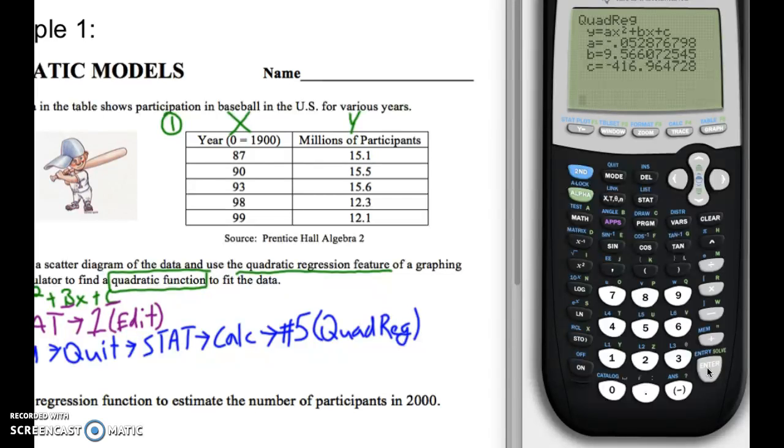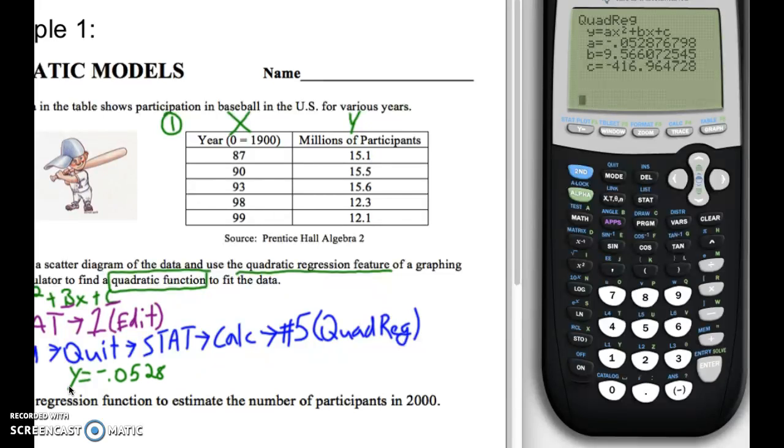So at this point, I need to write down all of that. It's going to be big and long and ugly, but I need every point so it can be as accurate as possible. You see how it says y equals ax squared plus bx plus c? It gives me my a, b, and c values. So I'm going to write that down. Y equals, my a is negative 0.0528, 76798. That is my a term. It's ugly, I know, but that's what it is.